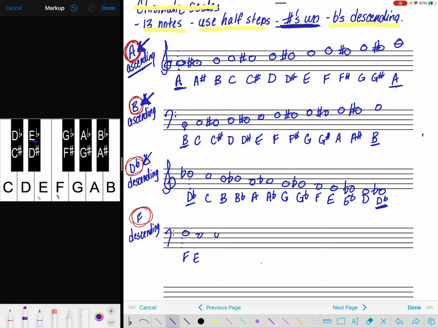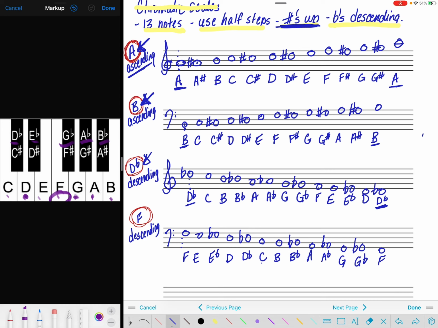Half step down, E flat. Half step down is D. Then we go to D flat. Then to C. Then to B. Then to B flat. Then to A. Then to A flat. Then to G. Then to G flat. And then we end on the F, which is the same note that we started on.